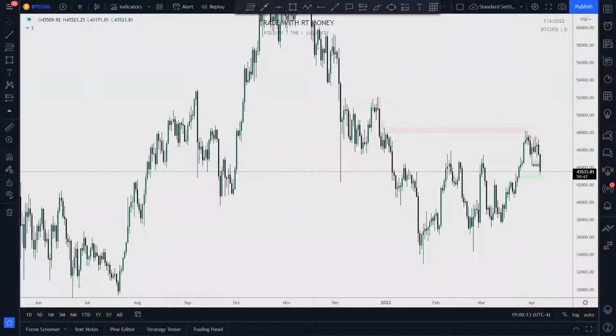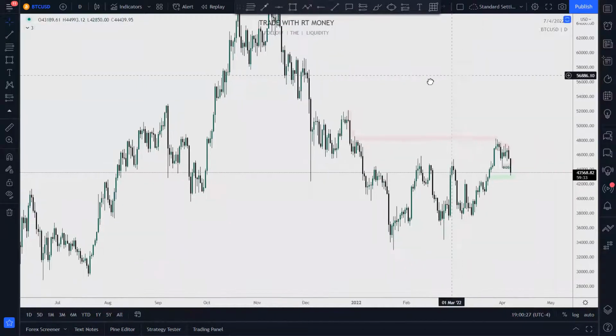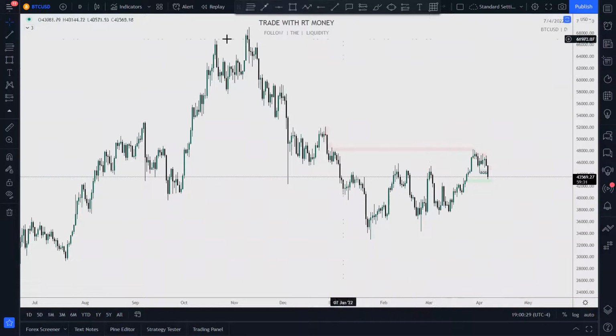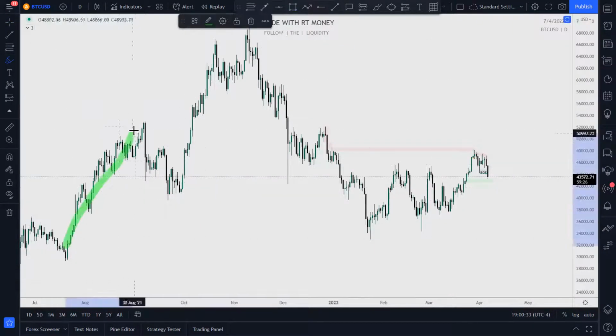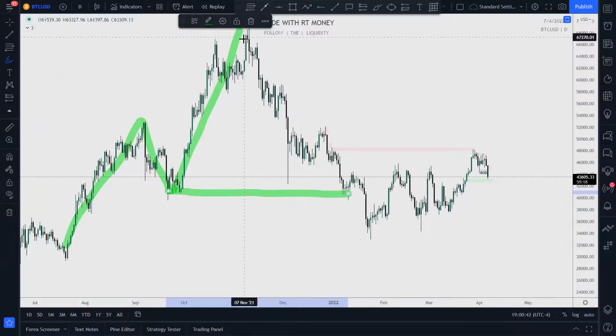I was taking a look at Bitcoin and I want to share my thoughts. First, this is the daily time frame. What I want you to see is that price made a higher high, higher low, higher high. Everything's nice until we break below that line, below that higher low.